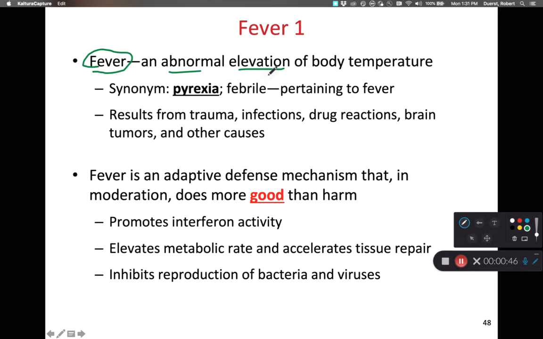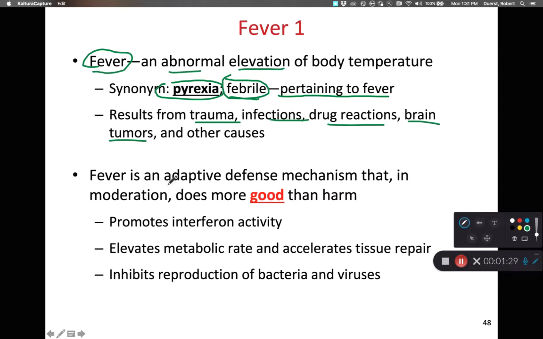Usually a good threshold is 100 degrees Fahrenheit in terms of whether or not we're at the threshold of being feverish. Now, the technical term for a fever is pyrexia. And if we see the term febrile, febrile refers to anything that is related to or pertaining to a fever. For instance, a lot of times you hear about febrile seizures. A febrile seizure is when a patient starts to seize because of their elevated body temperature. And fevers are caused by many different things. We have trauma, infections, drug reactions, brain tumors, particularly of the hypothalamus, or other causes as well.